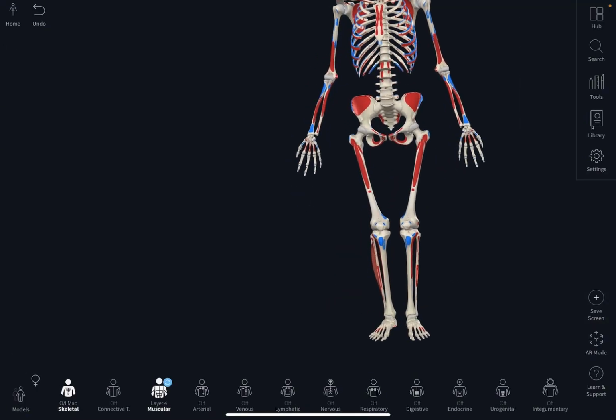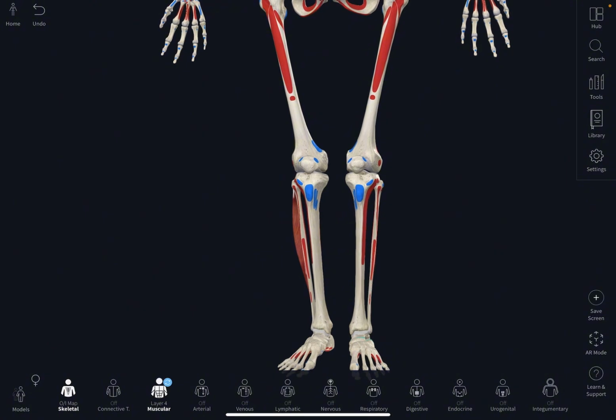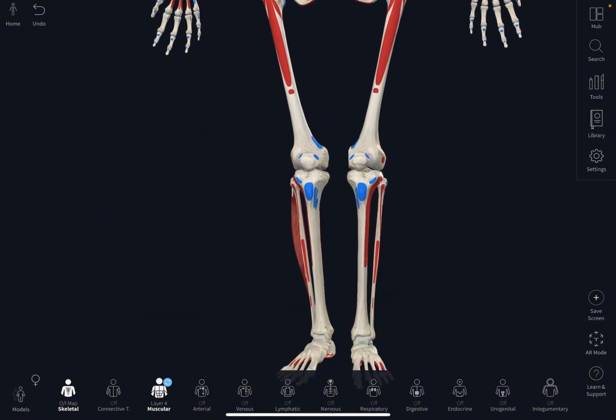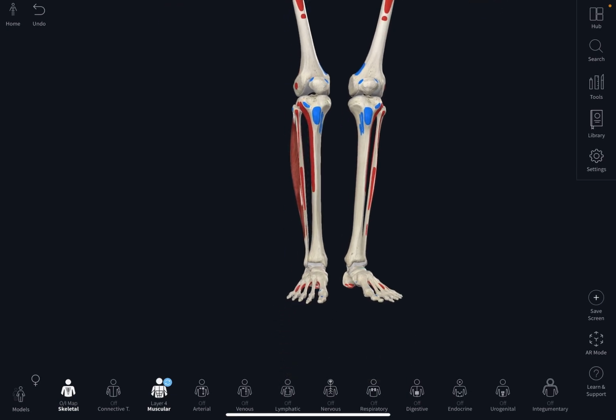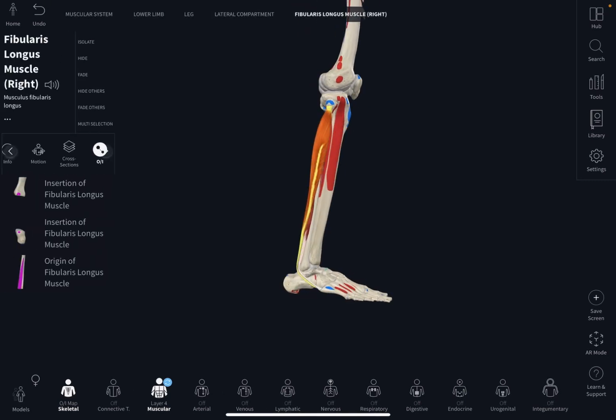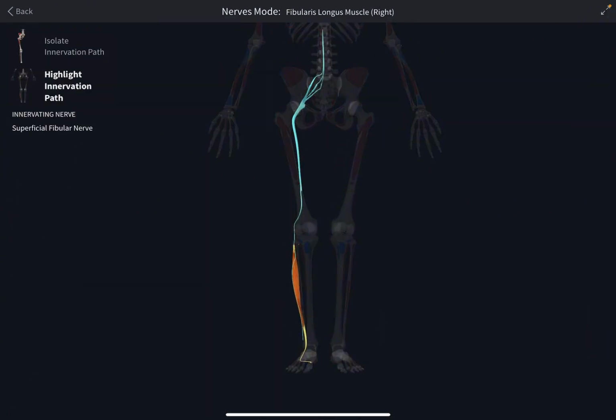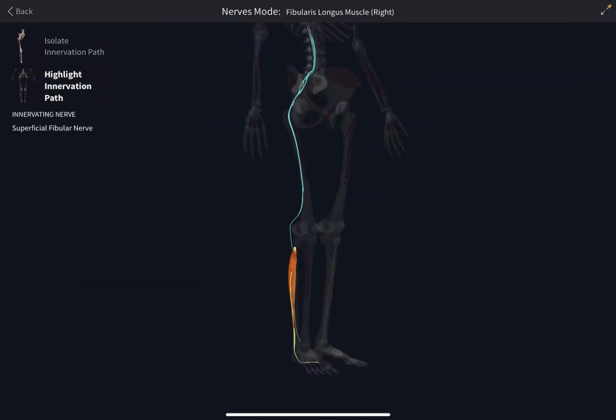Some common injury is going to be superficial fibular nerve entrapment. So let's say you keep on having these ankle sprains, it's going to stretch out the nerve. So there's just going to be some numbness to the lateral portion of your leg.